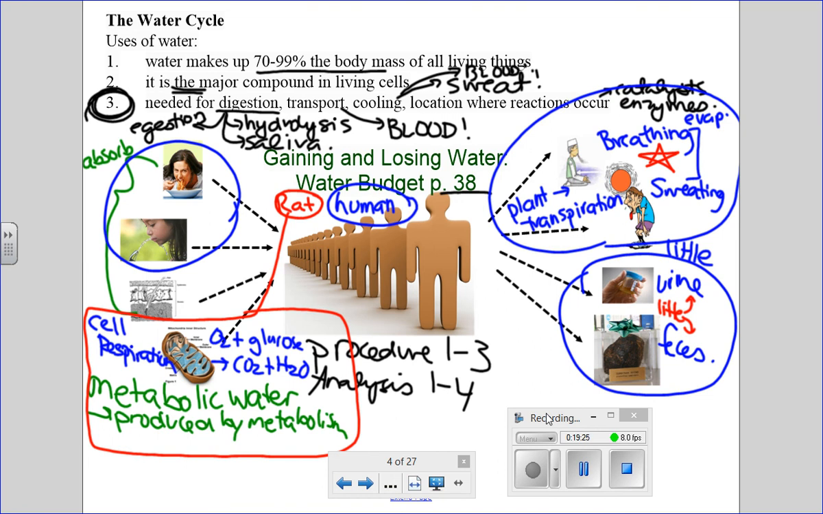And so it would be realistic for me to ask you on a quiz or on a test, hey, here's a water budget. Which organism does this water budget go with? And I would specifically ask you about metabolic water. So you have to know what it is, where it comes from. Since we already talked about cellular respiration, I could even ask you about cellular respiration directly if I was going to ask you a question here.